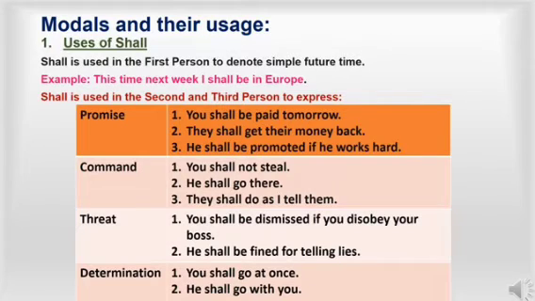Shall is used in the first person to denote simple future time. What does it mean? For example, this time, next week, I shall be in Europe. Shall is used in the second and third person to express promise. If I have to promise somebody, using the word shall, how can I do it? You shall be paid tomorrow. They shall get their money back. He shall be promoted if he works hard.